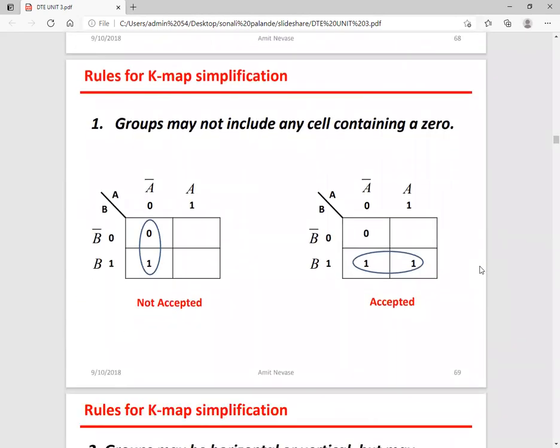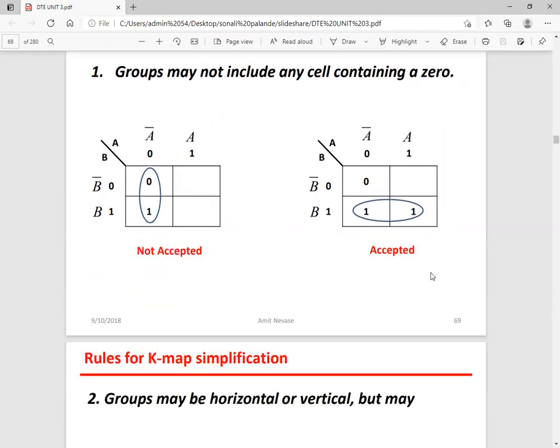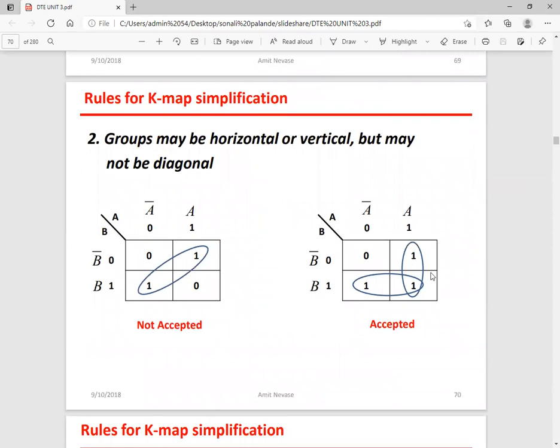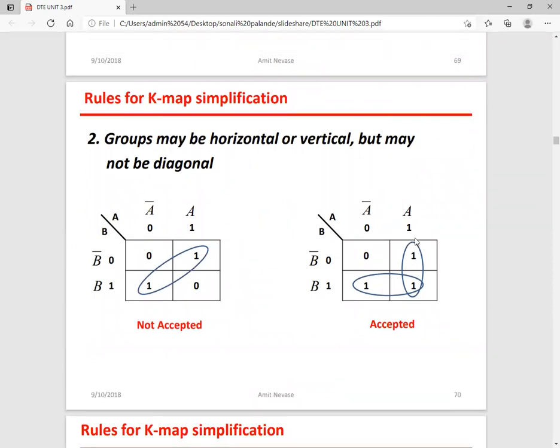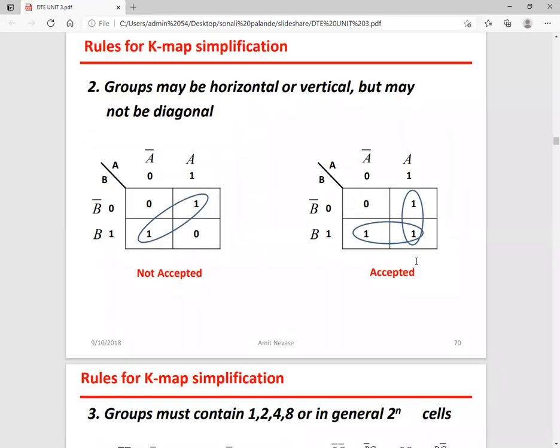Now the rules for K-map simplification. The first rule is a group may not include any cell containing a 0. So if here is 0 and here 1, the group is not possible. That is not accepted. Only groups of ones are accepted, so here we can group these 1s. The second rule is groups may be horizontal or vertical, but not diagonal. We cannot form a group like this, that is diagonal, and it is not accepted. So here we can group here and here.